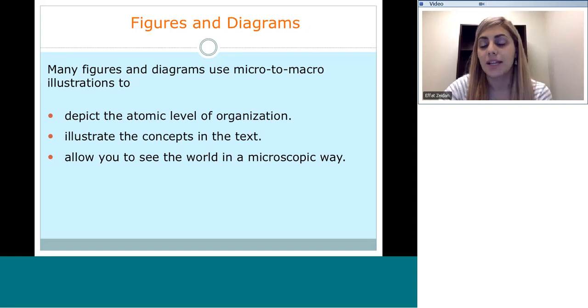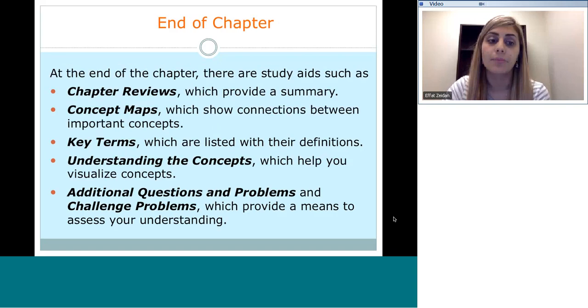Also, I advise you to take the time to look at figures and diagrams and study them and be able to identify the different components of a figure or a diagram. At the end of the chapter, there are also additional study aids for you, such as the chapter review. So after you've studied the chapter, go back to the chapter review and test yourself on the basic topics that you studied in the chapter or the basic chemistry concepts.